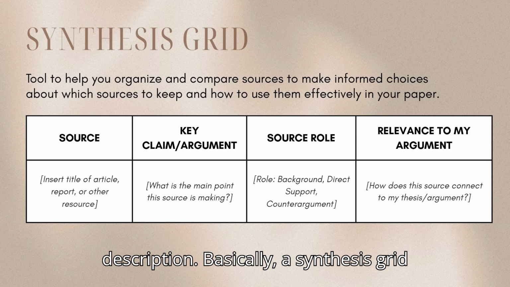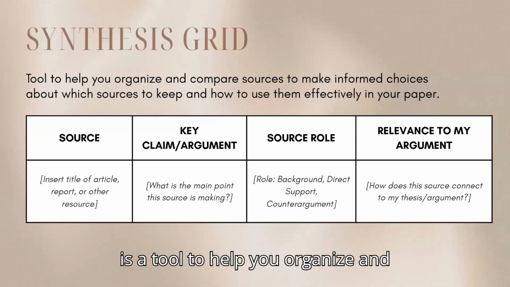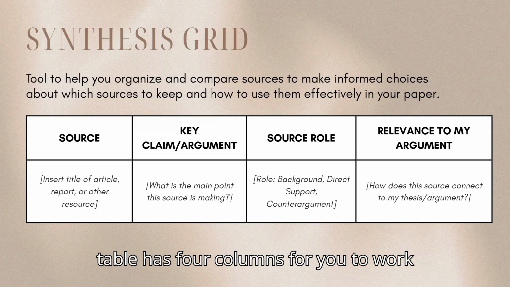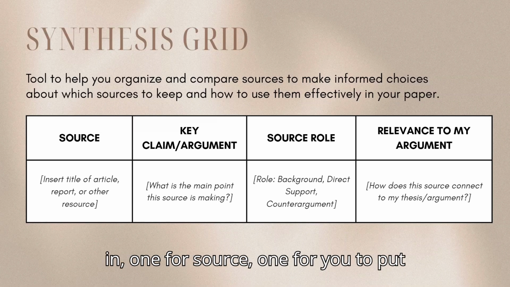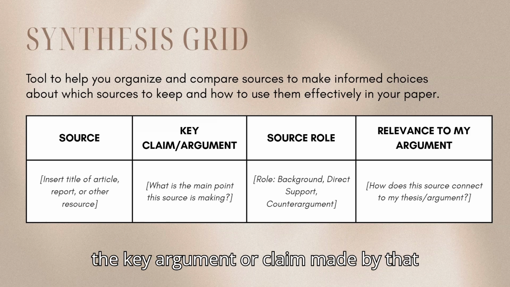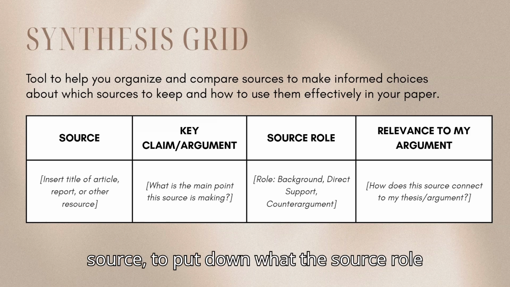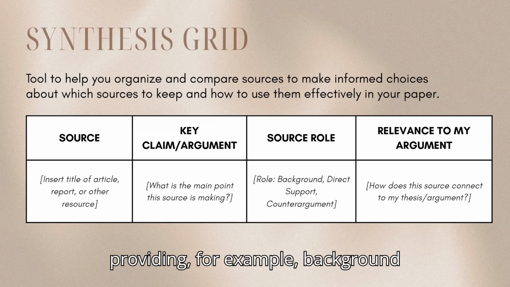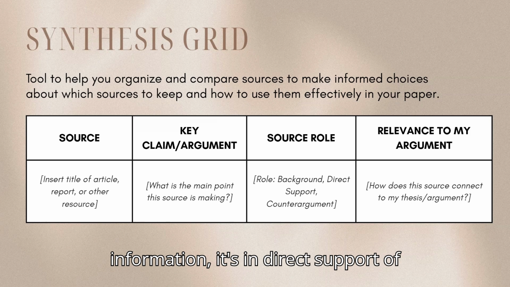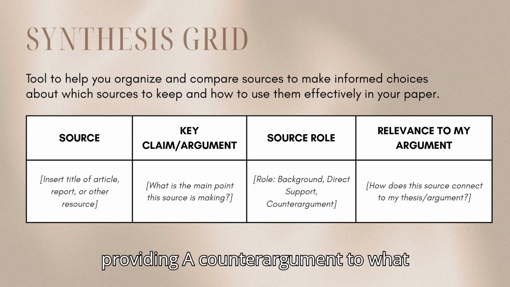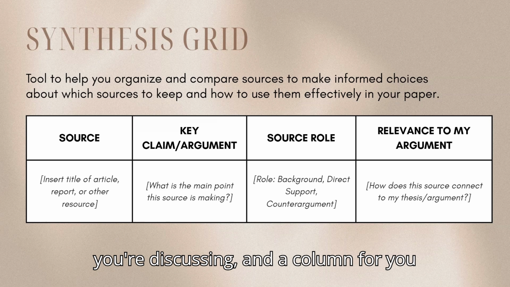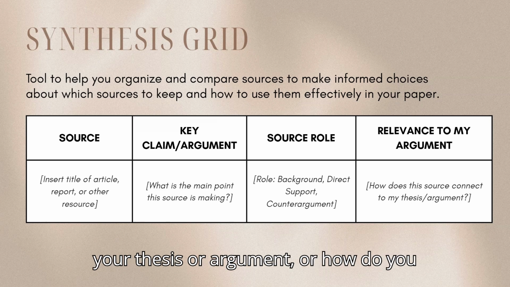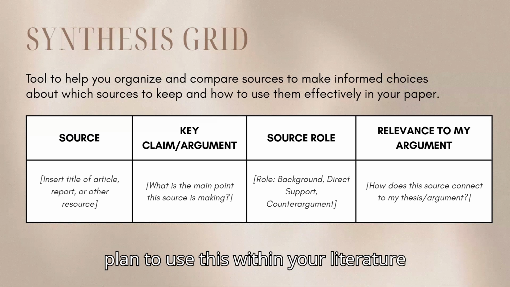Basically, a synthesis grid is a tool to help you organize and compare sources as you are working on your literature review. So the sample table has 4 columns for you to work in, one for source, one for you to put the key argument or claim made by that source, to put down what the source's role is relevant to your topic, whether it's providing, for example, background information, it's in direct support of your argument, or it may even be providing a counter argument to what you're discussing, and a column for you to provide the relevance to your argument. So how does this connect to your thesis or argument, or how do you plan to use this within your literature review?